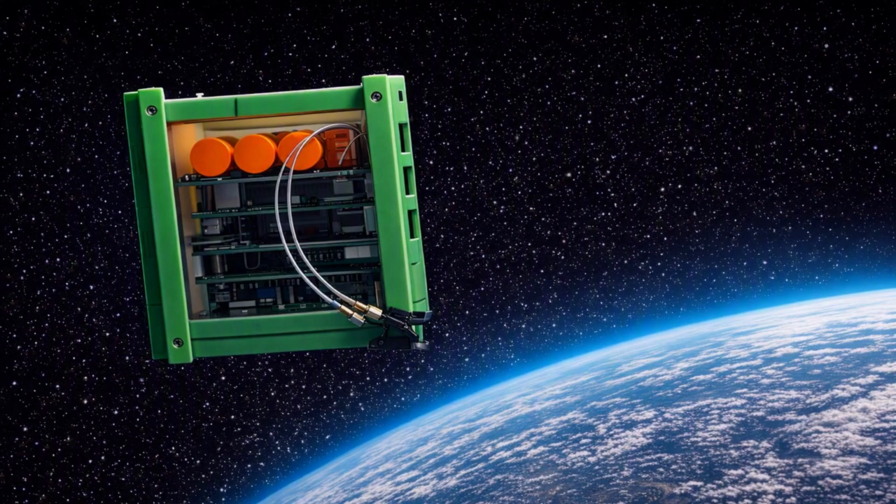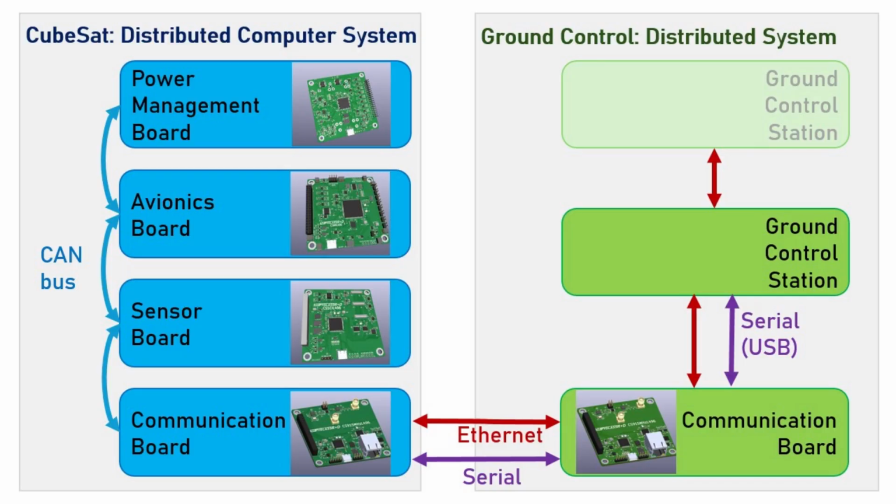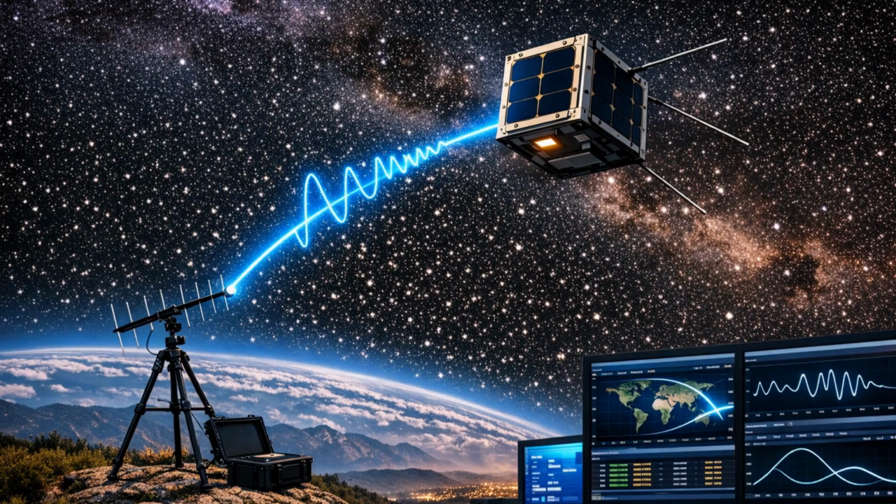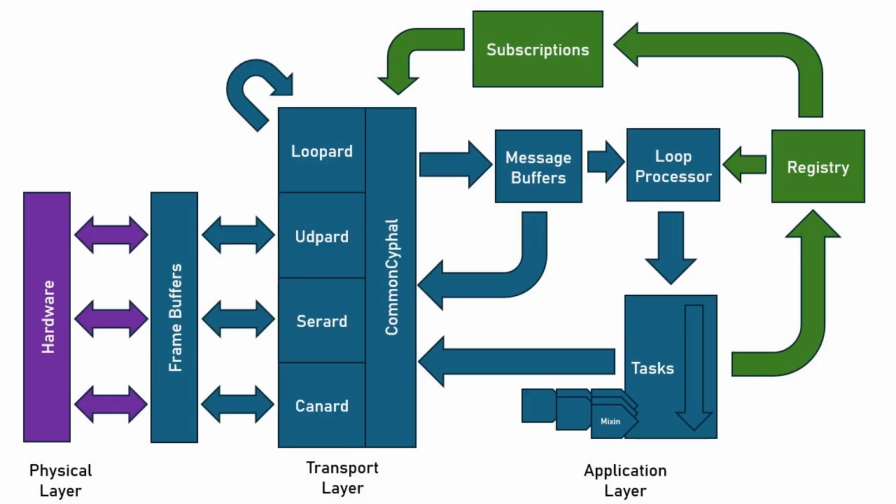Here is an artistic rendering of my CubeSat orbiting Earth, hopefully a few years from now. Internally, the CubeSat is a distributed computer system made of 4 boards: power, avionics, sensors, and communication. And when it links to the ground station, it becomes an even larger distributed system. This architecture is what enables the entire mission.